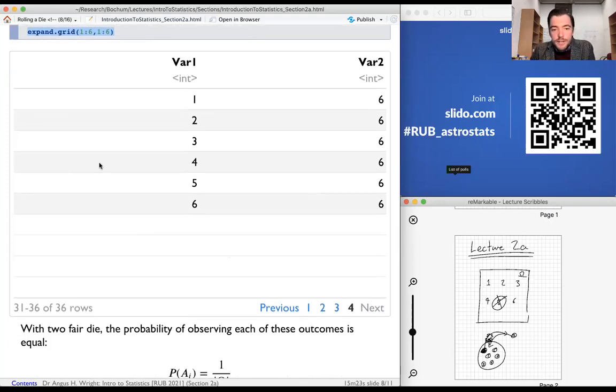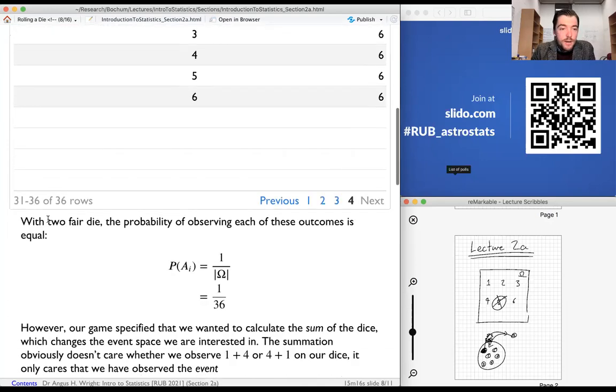The utility of having this data frame, though, is that we can start to do some interesting calculations. Given 2 fair dice, the probability of observing any one of those outcomes is just 1 over the number of possible outcomes in my sample space, the cardinality of my sample space, which is 1 in 36.